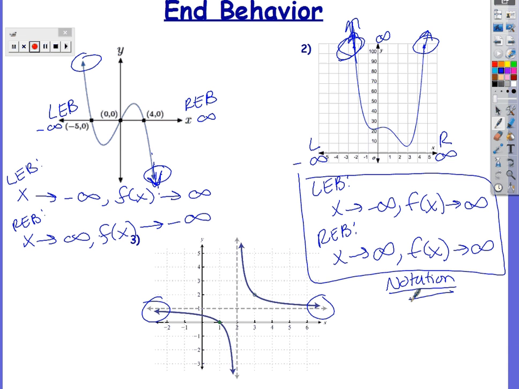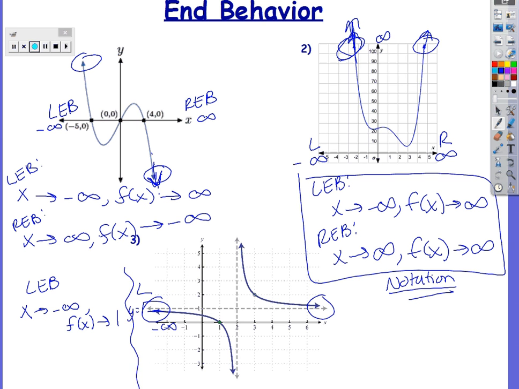And then let's look at number 3. Your left end behavior, this is the left side of the graph. You have an arrow that's approaching this asymptote. This asymptote is when y equals 1. So as x goes to negative infinity, f of x approaches the asymptote at 1.